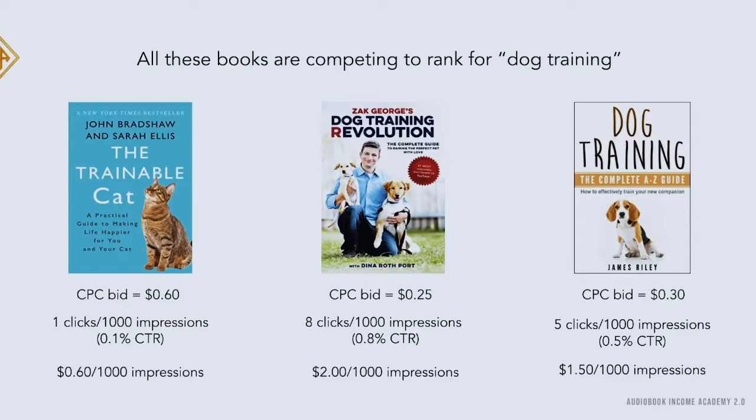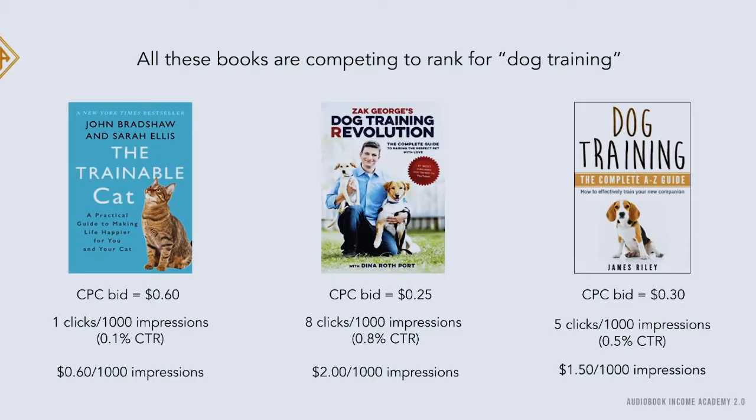Considering that these statistics actually hold up, which I think they would, per 1,000 impressions, this cat training book would be generating 60 cents for Amazon, because 1 click for every 1,000 impressions is 60 cents. Then you have this famous dog training book called Dog Training Revolution. 25 cents times 8 clicks means Amazon is making $2 for every 1,000 impressions. And then for the self-published dog training book, 5 clicks at 30 cents, they'd be making $1.50 per 1,000 impressions.